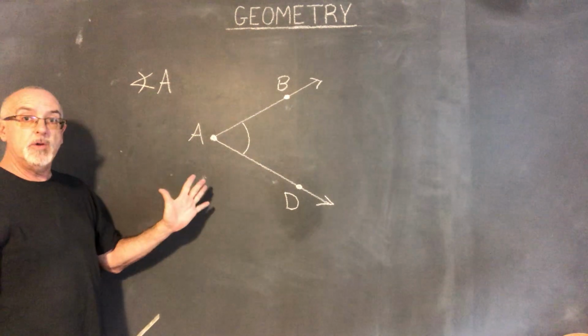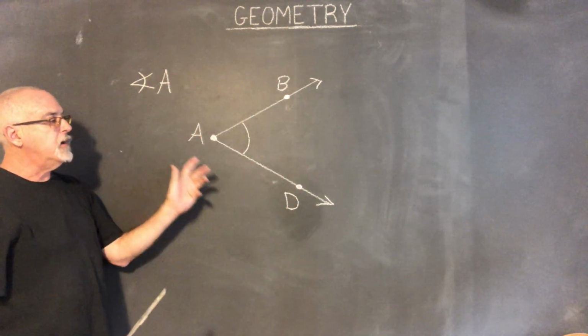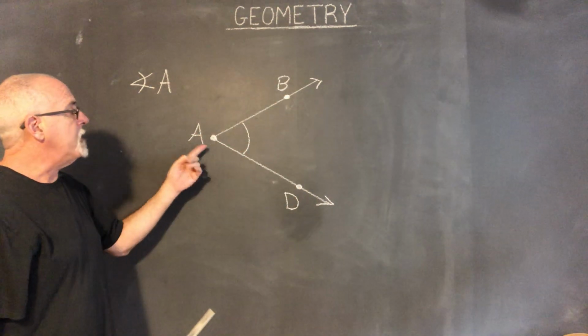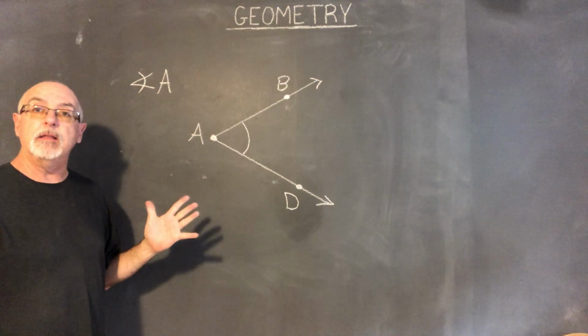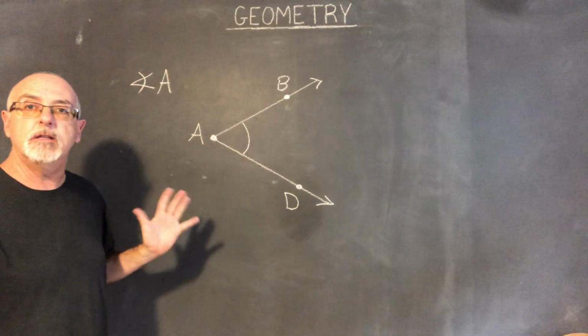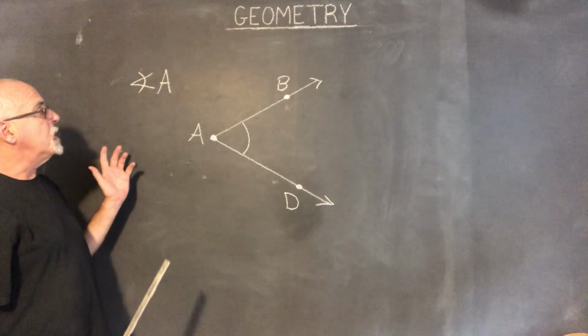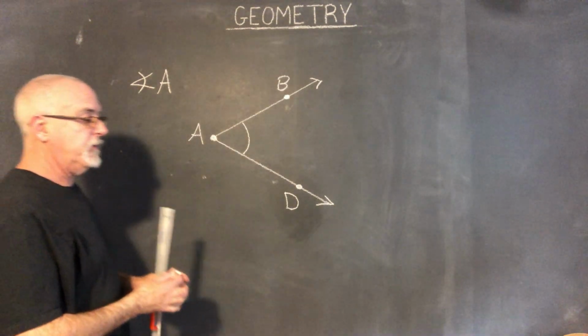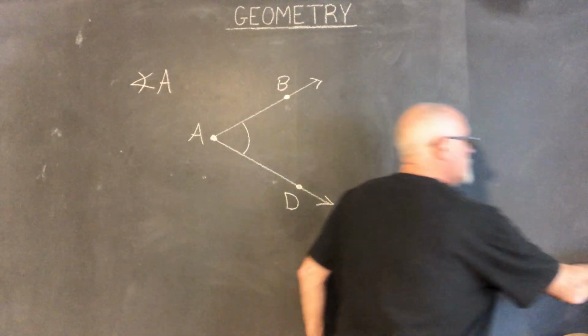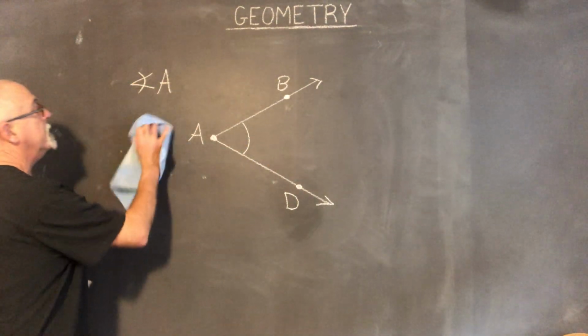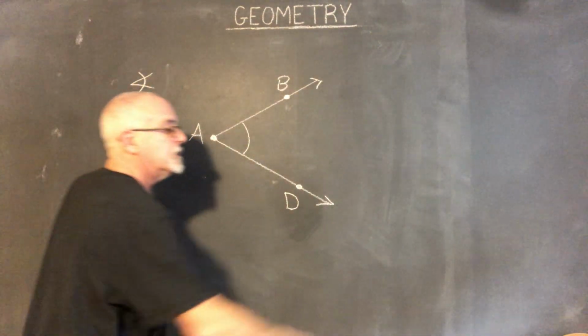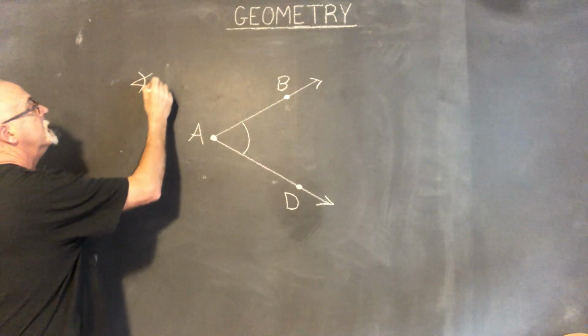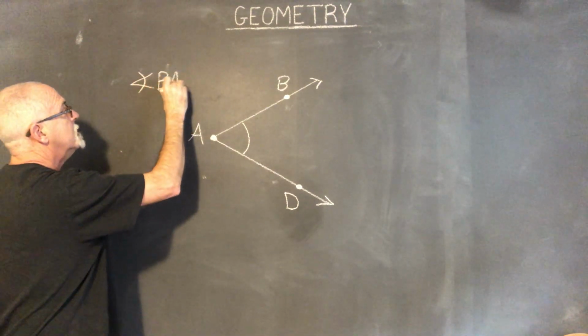But it can be confusing because sometimes in a drawing you have a lot of stuff going on, and you could say there's more than one angle A, and the student would say, wait, which angle A? I see more than one angle A there. So to be really clear, what I prefer is the three-letter method for naming an angle. So I'm going to call this angle BAD.